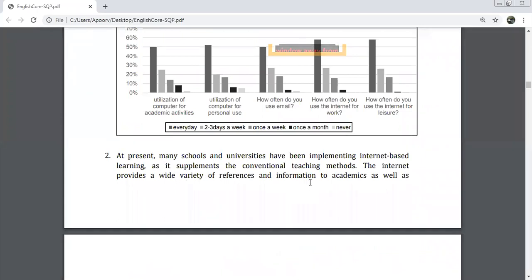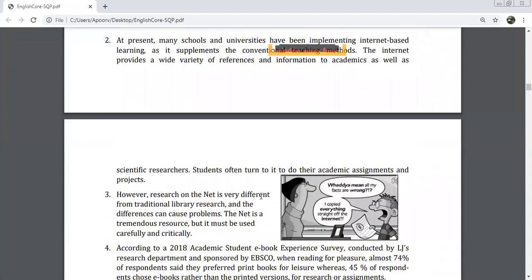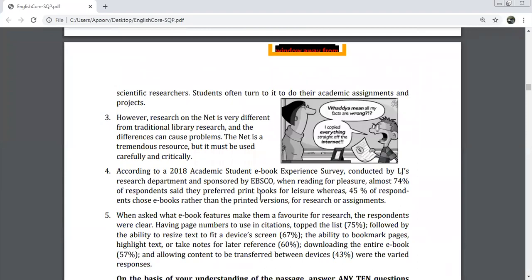At present, many schools and universities have been implementing internet-based learning as it supplements the conventional teaching methods. The internet provides a wide variety of references and information to academics as well as scientific researchers. Students often turn to it for their academic assignments and projects. However, research on the net is very different from traditional library research, and the differences can cause problems. The net is a tremendous resource, but it must be used carefully and critically.